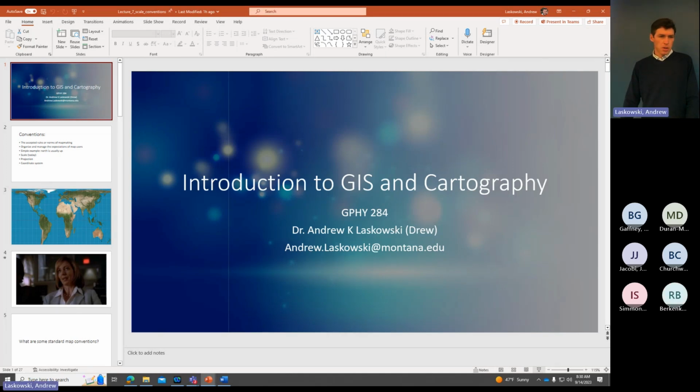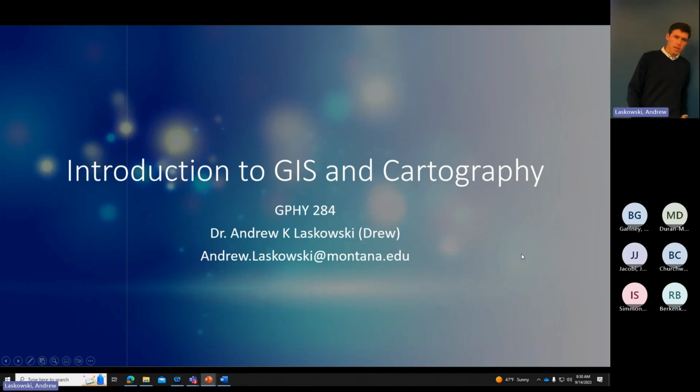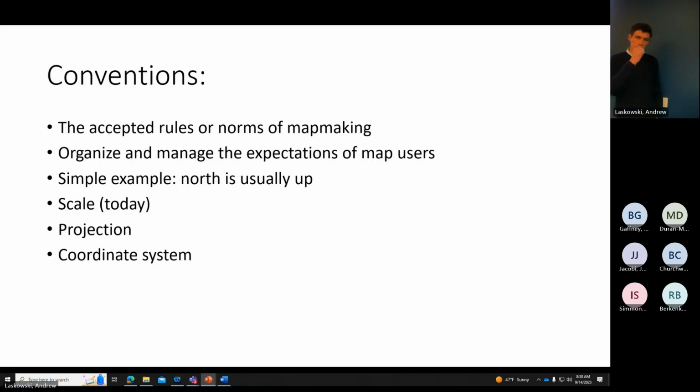So speaking of spatial scale and other map conventions, that's what we're going to talk about today. Map conventions are the accepted rules or norms of map making. They help us manage our expectations and organize maps. And so when we align our maps with conventions that our audience is used to seeing or used to obeying, that's when we have a really effective map product.